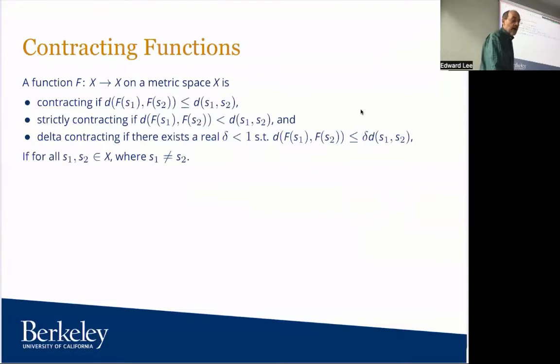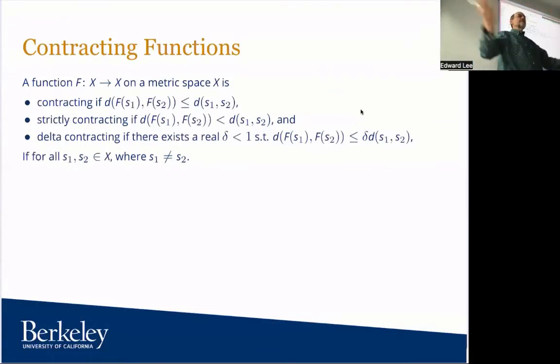Okay, so now there's this whole mathematics around metric spaces that relates to what are called contracting functions. So if you've got a metric space and you've got a function, it is said to be contracting if the distance between the results of the function application is less than or equal to the distance between the inputs. It's said to be strictly contracting if it's a strict inequality, and delta contracting if there's a delta.